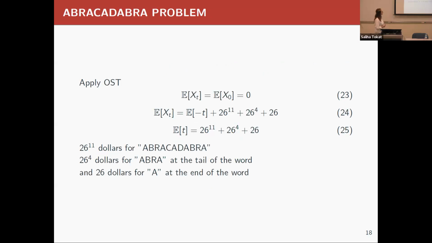Okay, apply optional stopping. E[X_T] is equal to E[X_0], which is 0. In here, this is the gain of our gambler, and this is the expectation of the time. So the expectation of the time is equal to 26^11 plus 26^4 plus 26. It's a very long time actually.